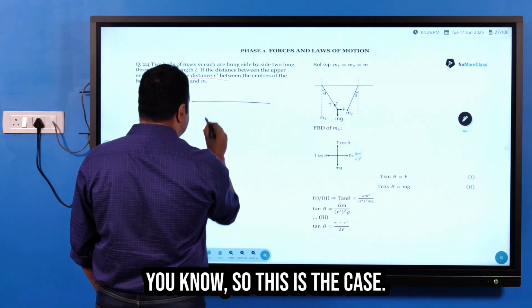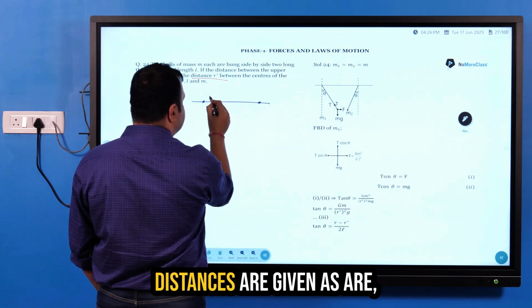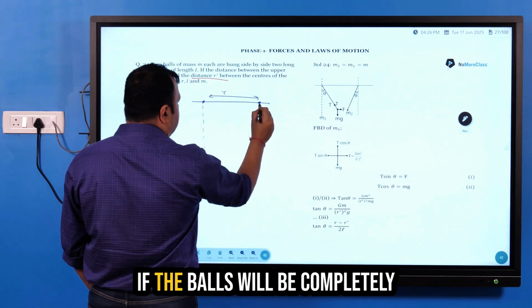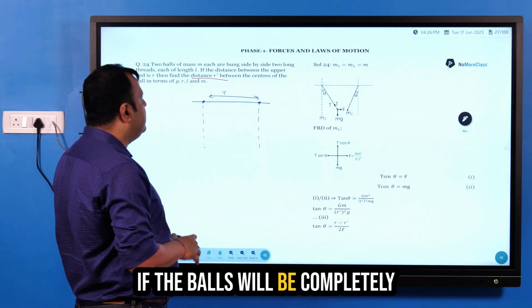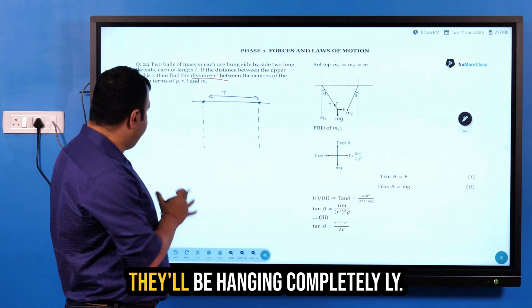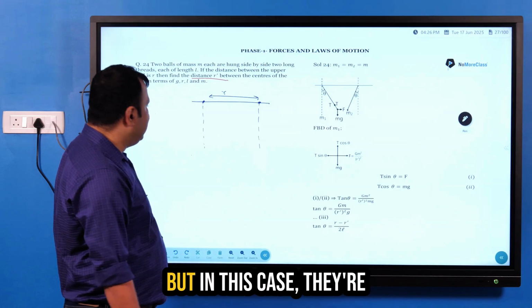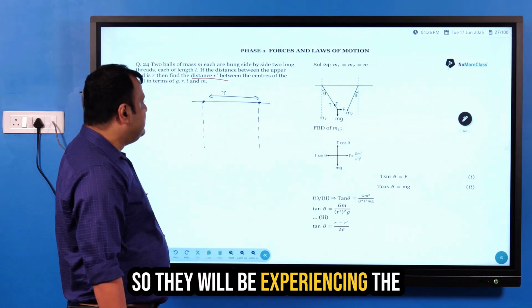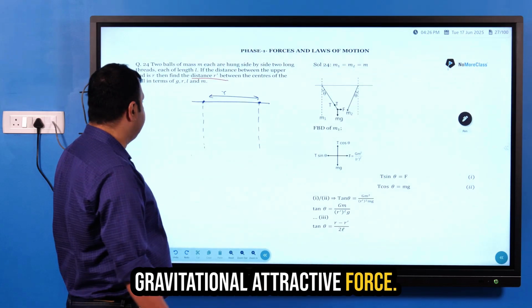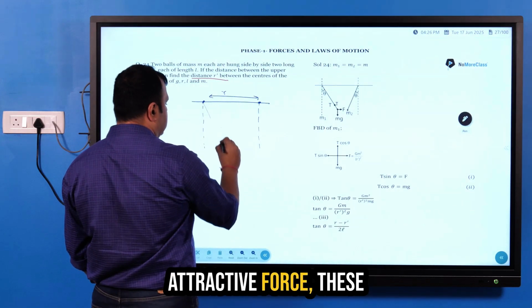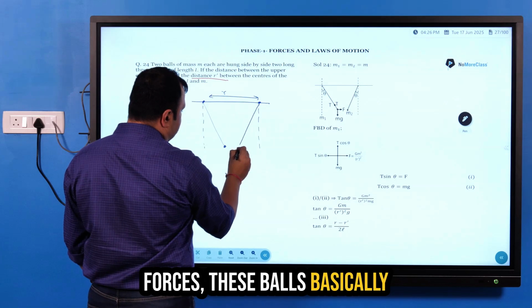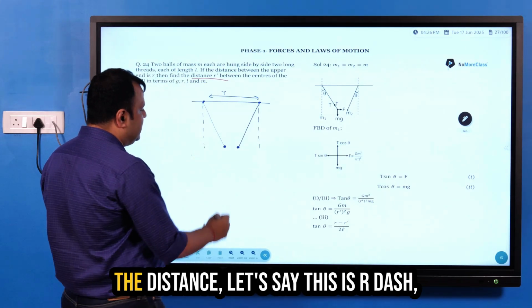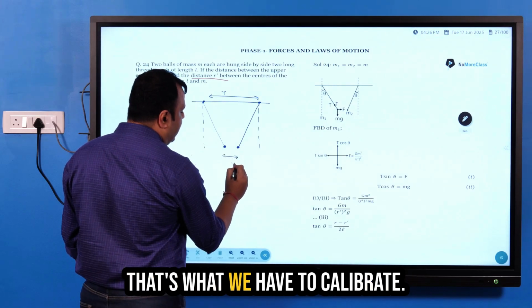So this is the case here and here. These distances are given as R. If the balls were completely independent of each other, they would be hanging completely vertically. But in this case, they are not independent, they are together. So they will be experiencing the gravitational attractive force. Because of the gravitational attractive force, these balls will be nearer to each other. The distance, let's say this is R dash. That's what we have to calculate.